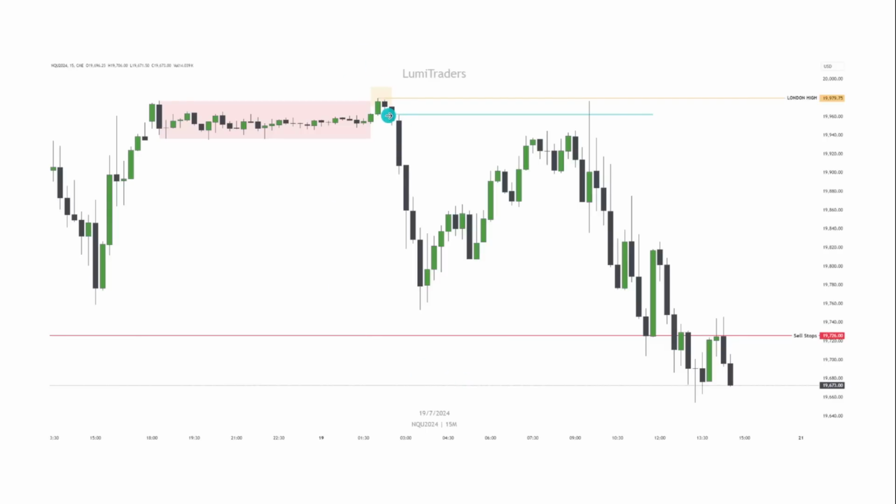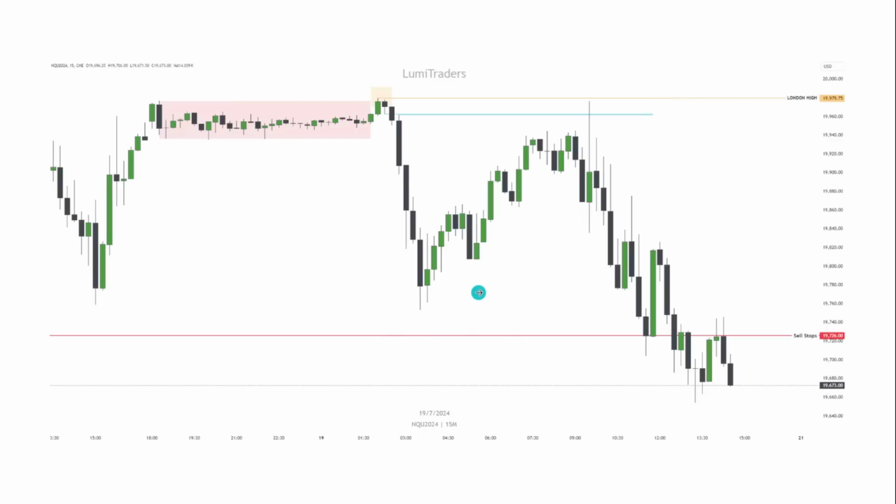Since short-term high was formed immediately after intermediate-term high, of course, I'm going to consider this short trade with my stop loss above London high, intermediate-term high. And as you can see, it never broke above this intermediate-term high. Perfect. So this real distribution setup was textbook right here.